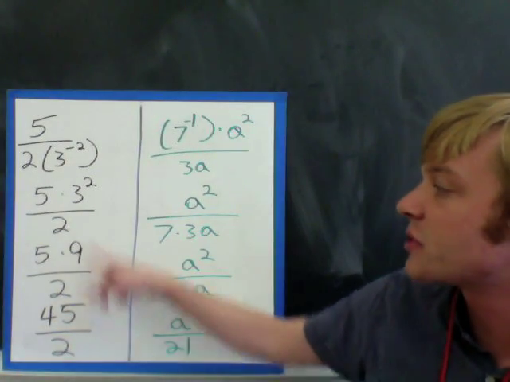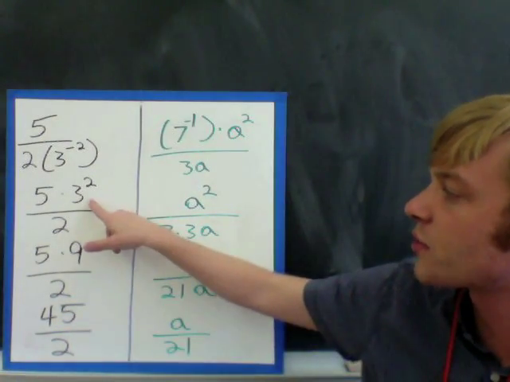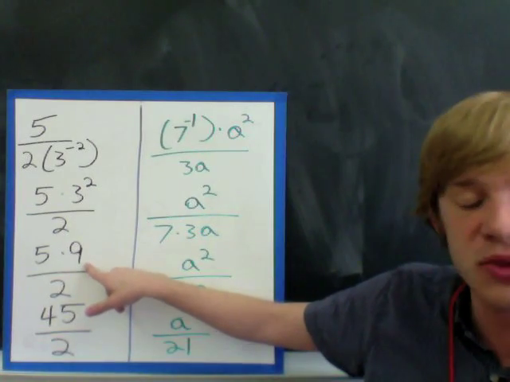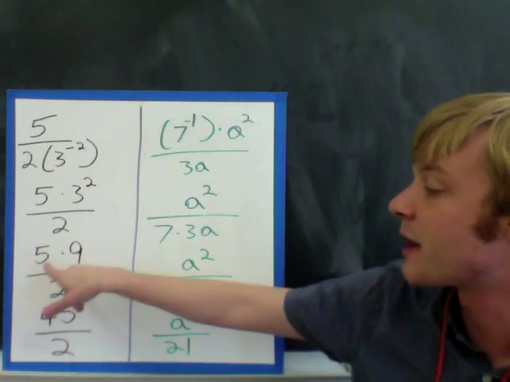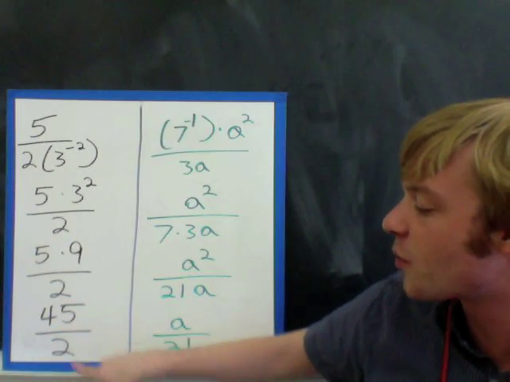So now all we have to do is calculate this out. So 3 to the second power is 9, because 3 times 3 is 9. I multiply 5 times 9, and I get 45 over 2.